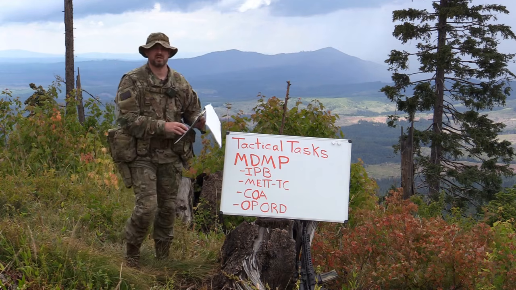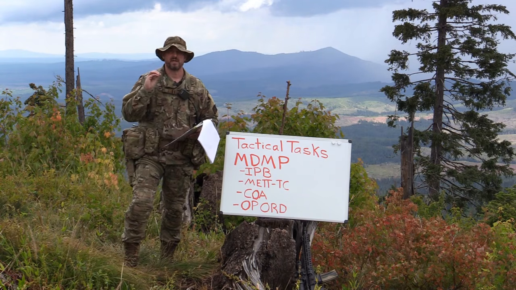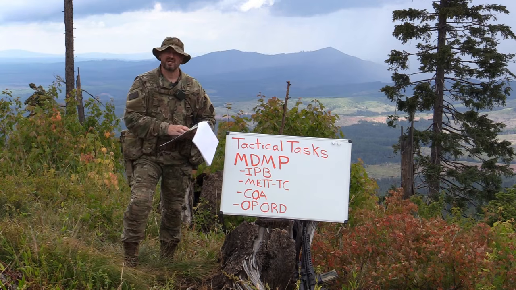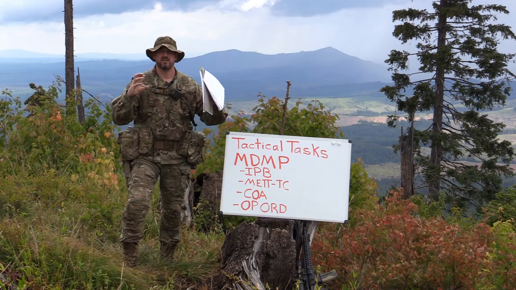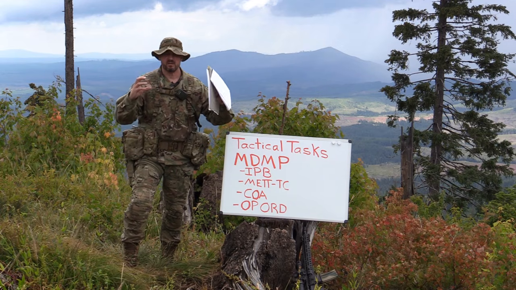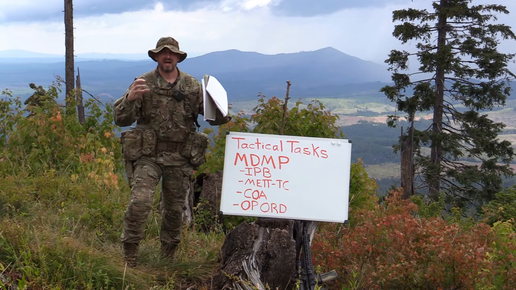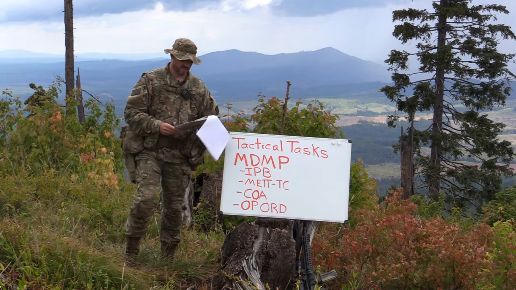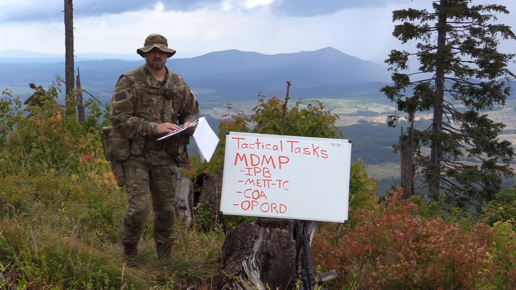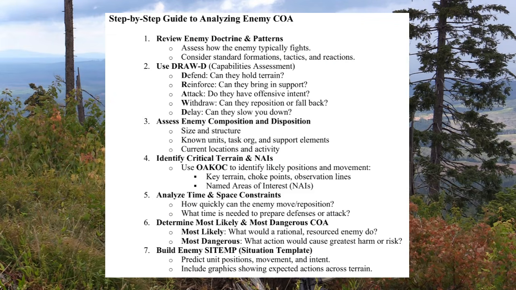And one thing that we've always mentioned in our videos is this: it's like two very good baseball teams playing each other. If you have two very good teams, and your enemy is not dumb, okay? They're not going to let you beat them. You're going to have to beat them. There is a difference of that. That's why you need to understand the enemy course of action. For example, what would a rational resourced enemy do? Most dangerous, what action would cause the greatest harm or risk?